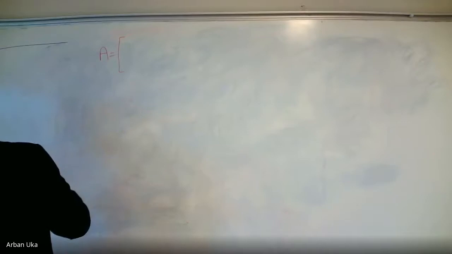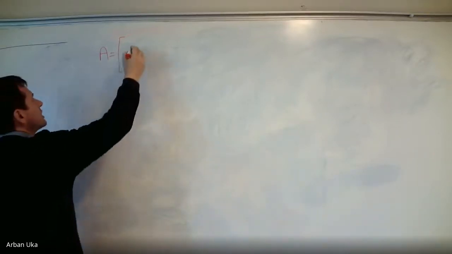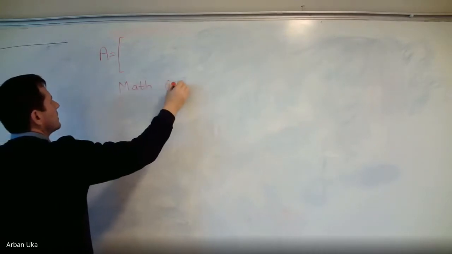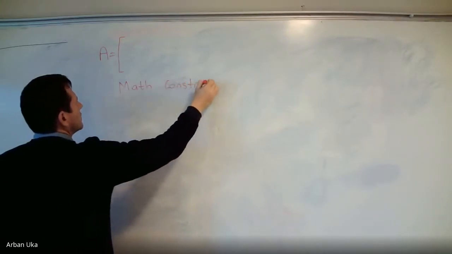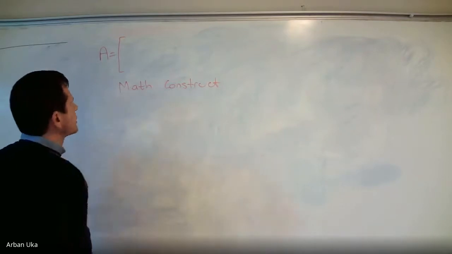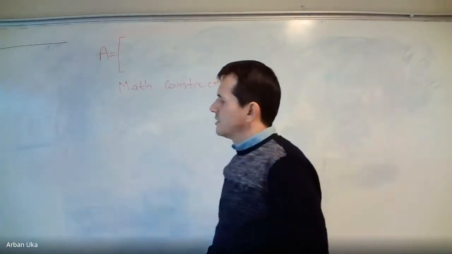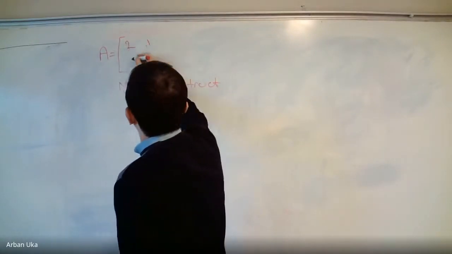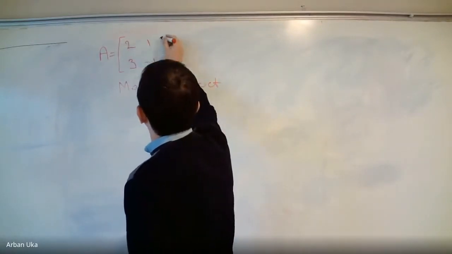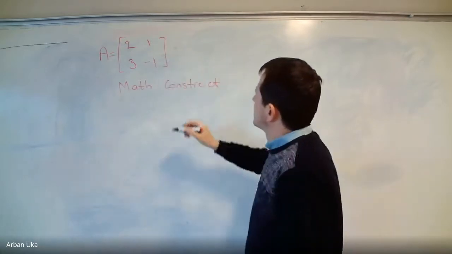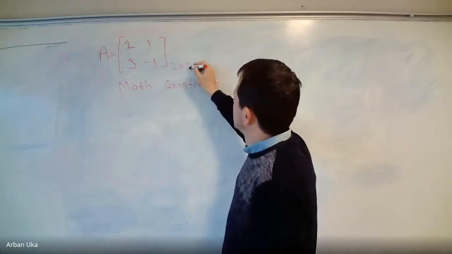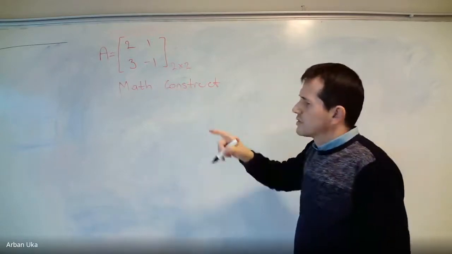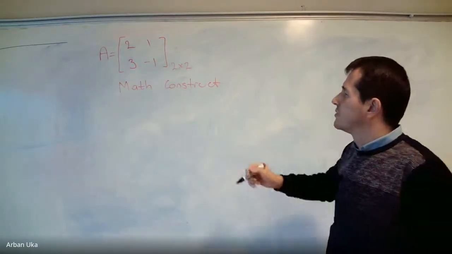A matrix, it's a mathematical construct that carries numbers in an array that can look like this: 2, 1, 3, minus 1. So this is a matrix. It's a 2 by 2 matrix. Okay, it's a square matrix. It's a square because the number of rows is equal to the number of columns.